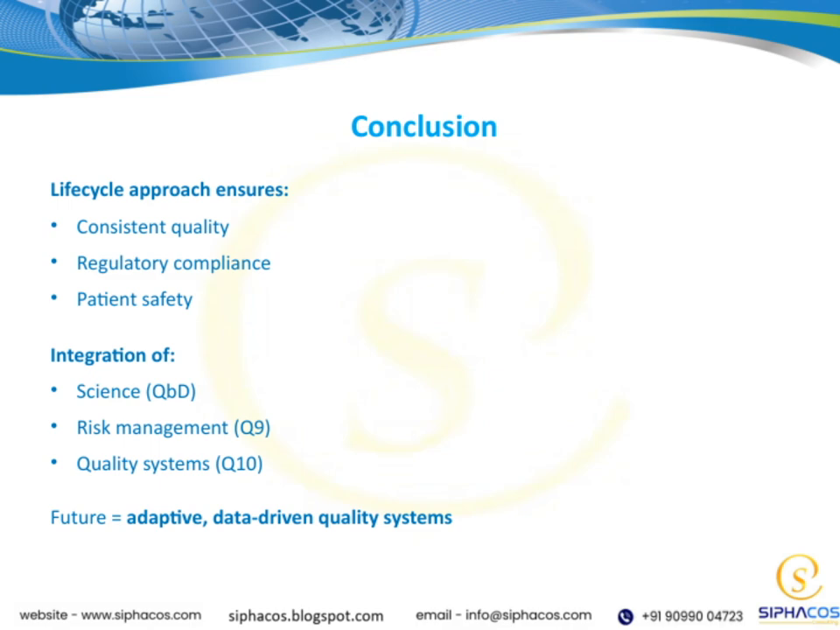Looking ahead, the future of quality systems is really exciting. It's moving towards being more adaptive and data-driven. This means we can respond faster to changes, leverage real-time data, and continuously improve our processes. Ultimately, it's about creating smarter, more flexible systems that ensure high quality and safety now and in the future.